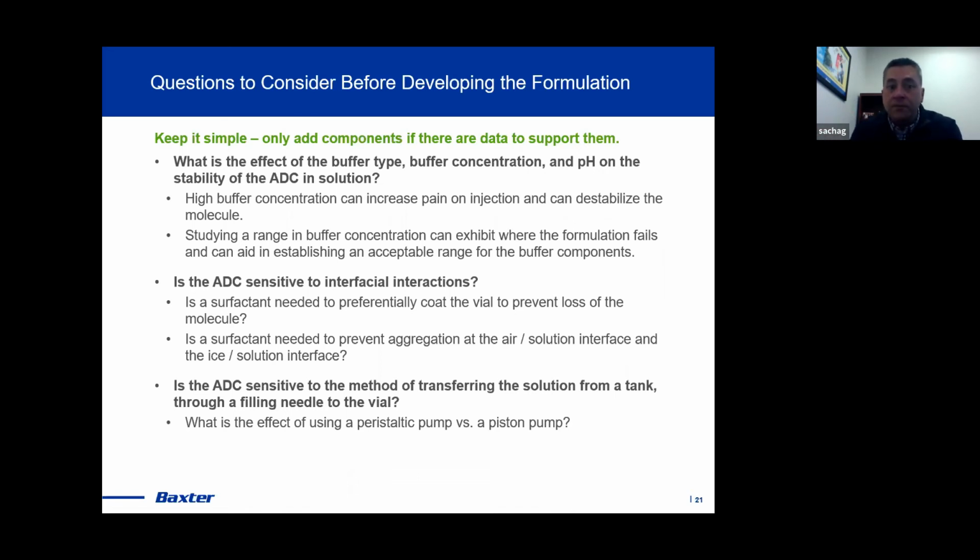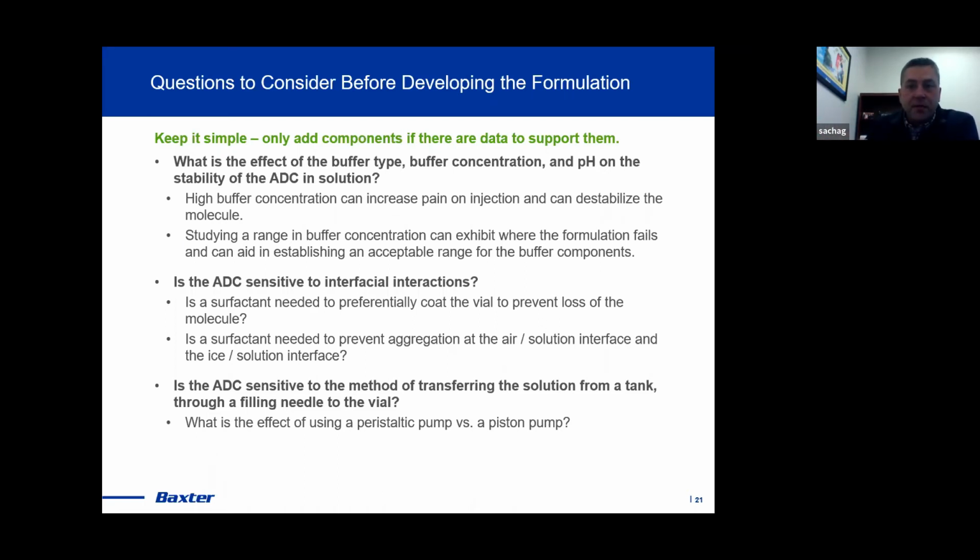So we need to study a range of buffers in a range of pH and a range of concentration. Next is, is the ADC or protein sensitive to interfacial interactions? What we need to know is when we have our formulation added to our vial, do we lose protein or our ADC by it preferentially adhering to the glass surface? Or when we form ice, when we have all these ice crystals form, now we have a lot of contact of your molecule with the ice surface. It can then unfold and aggregate. Do we have that problem?